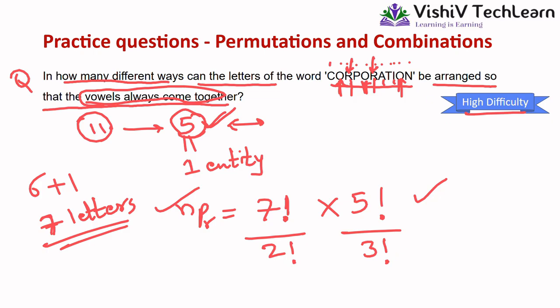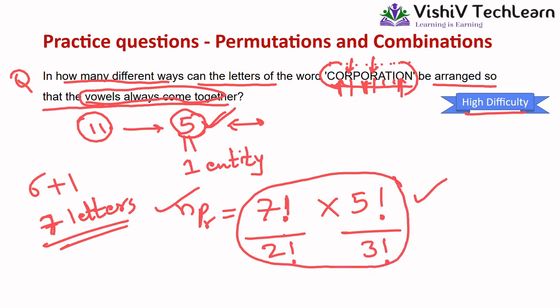So whichever letter in the given word is repeating, the number of times it is repeating, that number we have to just divide the factorial. So here 2 factorial and 3 factorial we have to divide. Now this calculation will give the final answer: 7 factorial into 5 factorial divided by 2 factorial and again divided by 3 factorial. The final answer will be given by this calculation. I hope you understood this.